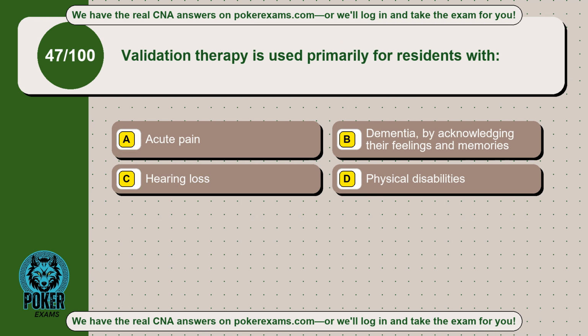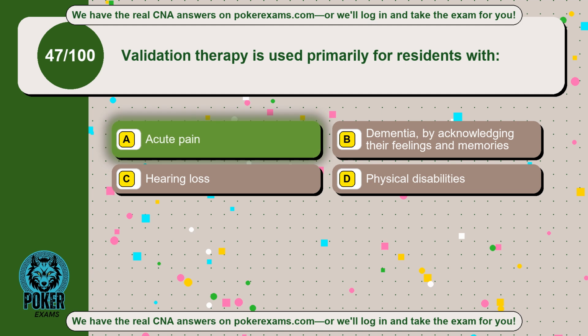Question 47. Validation therapy is used primarily for residents with Option A, acute pain. Option B, dementia, by acknowledging their feelings and memories. Option C, hearing loss. Option D, physical disabilities. The correct answer is option A. Acute pain.